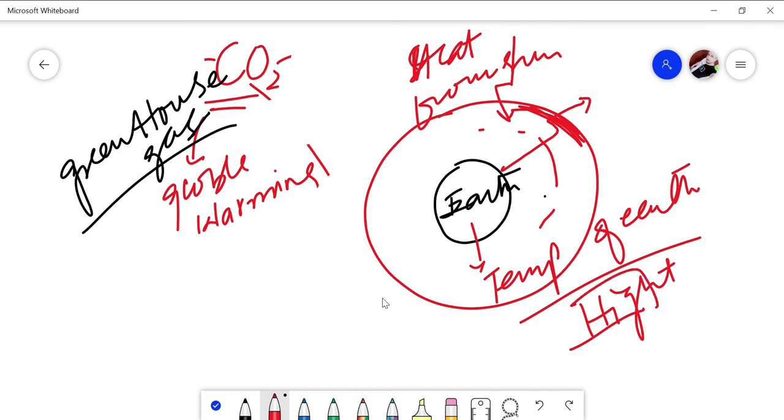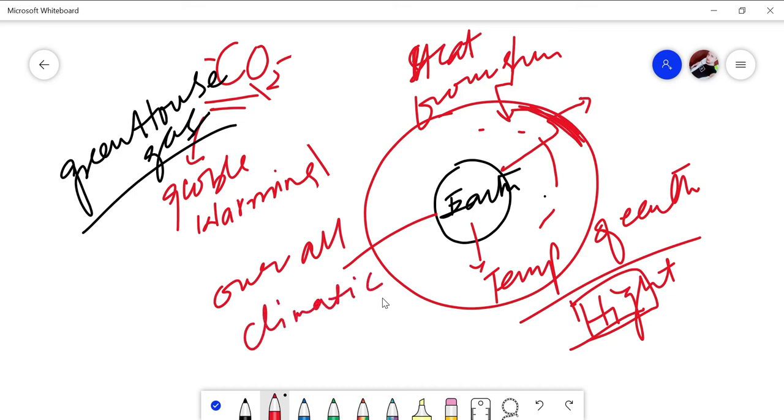So this will increase the overall climatic change, and we will have rainfalls, uncertain conditions of temperature, like all climatic changes are highly affected.